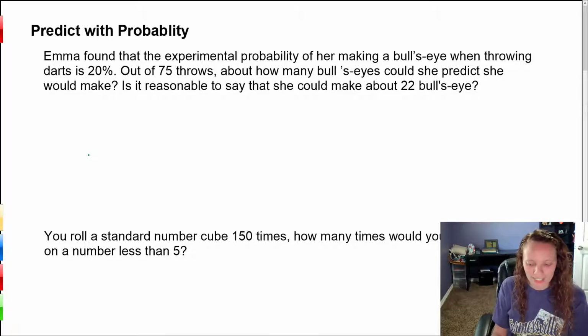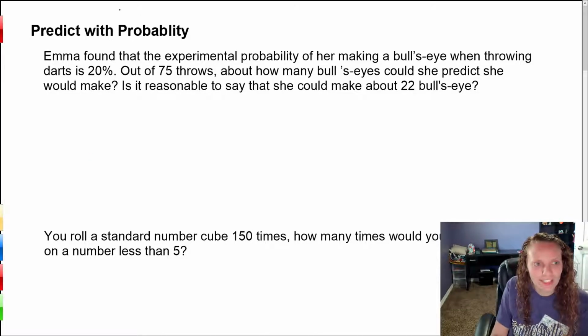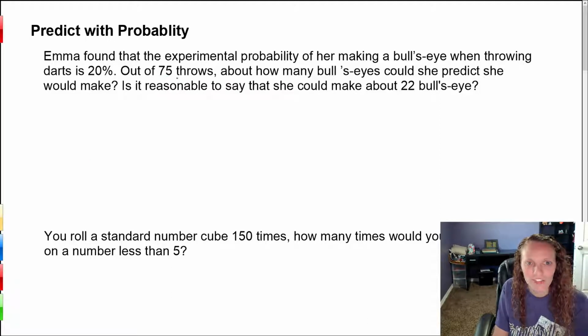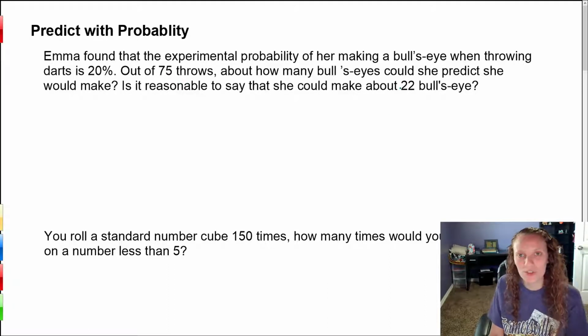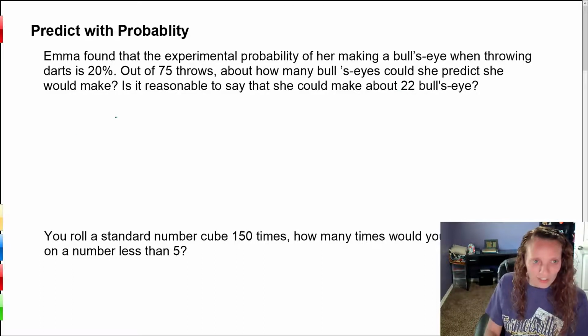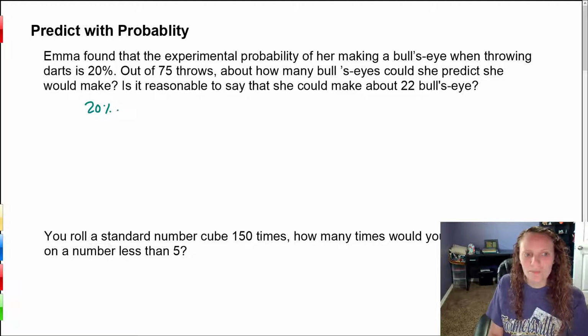So we're going to predict if in general she gets a bullseye at 20%. We're going to try to figure out of 75 throws how many she should make, and then we're going to see if 22 shots is a good prediction. So 20%, in order to set up a proportion, we need to make this percent a fraction. For percentages, the actual number is going to go on top, and 20% is 20 out of 100. So our fraction is going to look like this, 20 over 100.